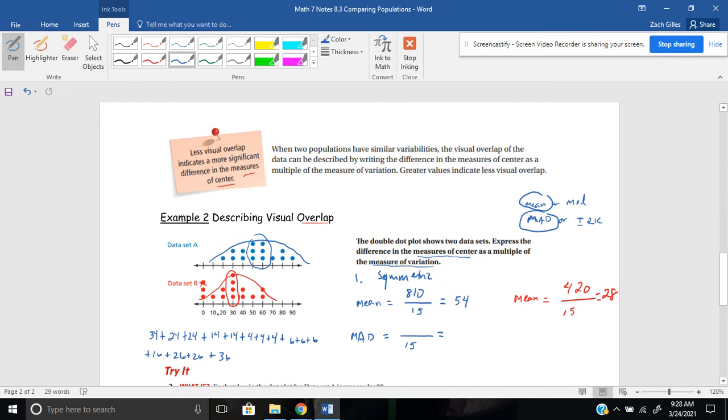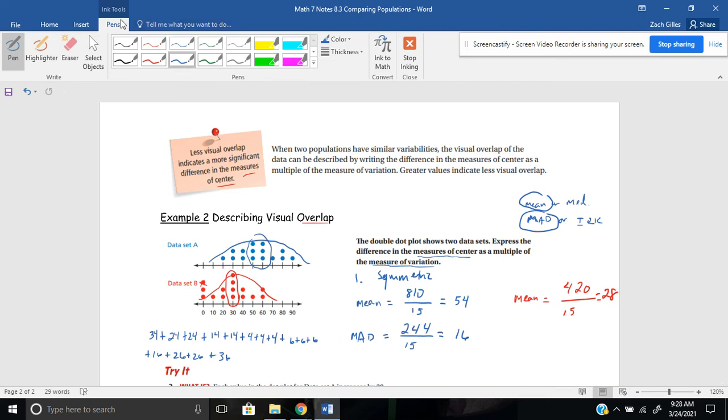When I add those numbers together, plug and chug on the calculator, I should get 244. When I take 244 and divide it by 15, that gives me 16 for the mean absolute deviation. What does that mean? That means that on average, the other points differ from my mean or my average by 16. On average, they're 16 away from the mean.